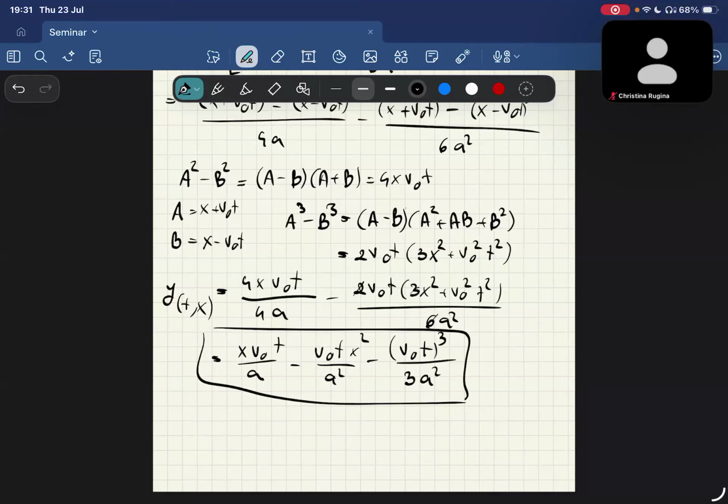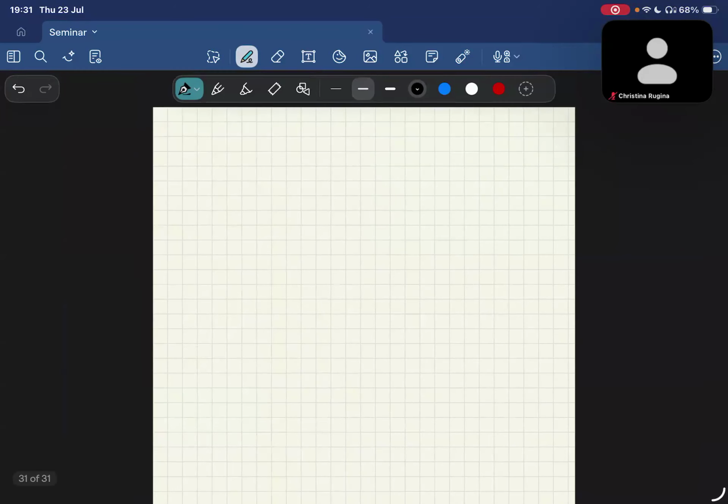Okay. I'm glad everything makes sense. And now, finally, we will use this wave function to find stuff about the wave function.